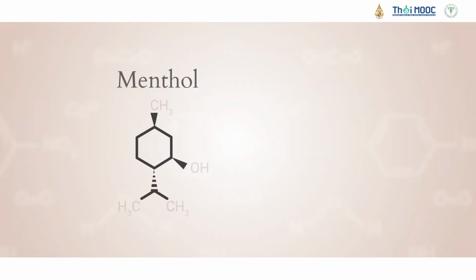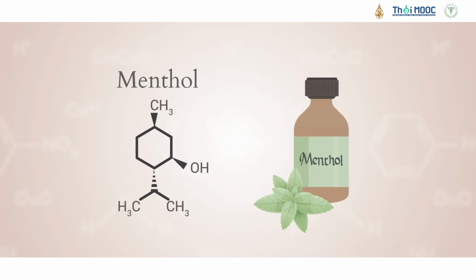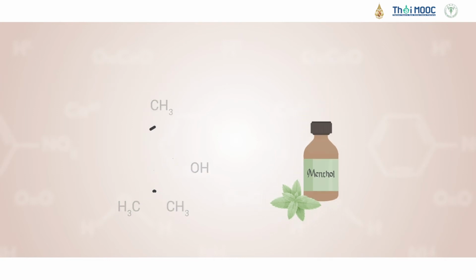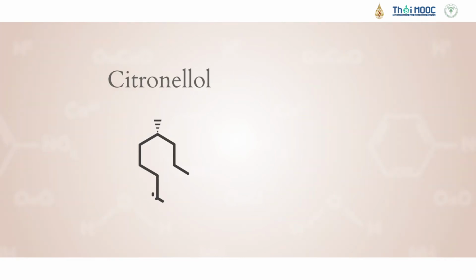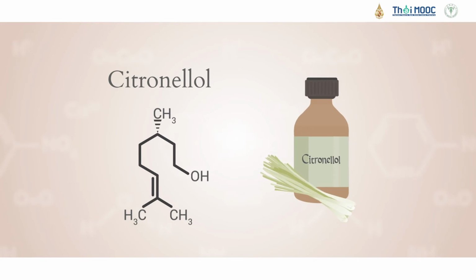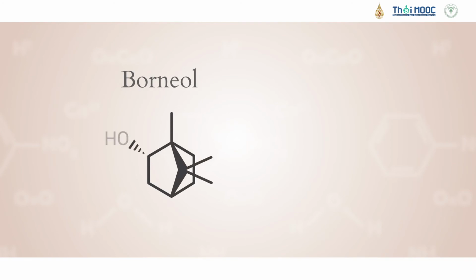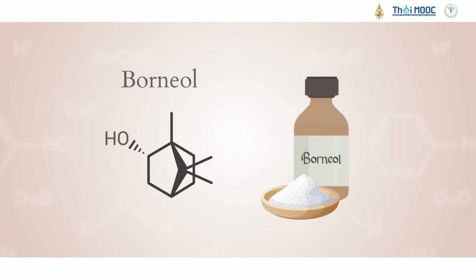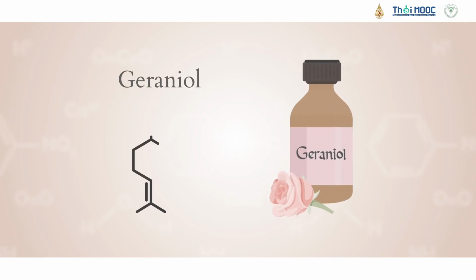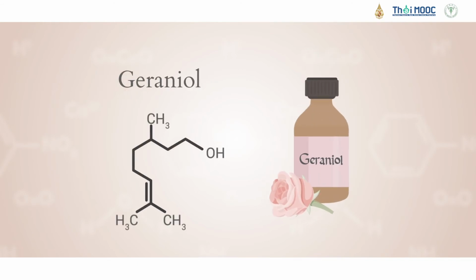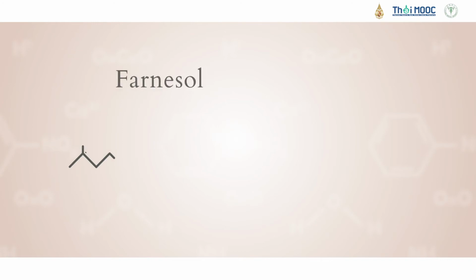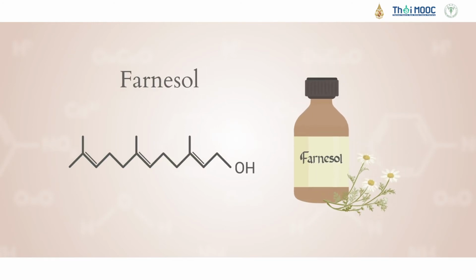Menthol is the aroma compound found in minty plants such as peppermint. We also find them in many inhalant balms. Citronellol is also found in lemongrass. Borneol is a close friend to camphor. They have quite a similar structure, so they also have quite a similar scent. Geraniol is from roses, and farnesol is from chamomile.